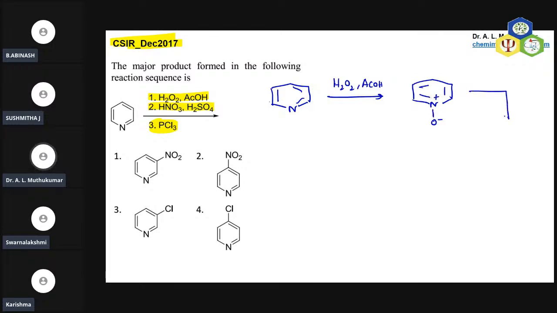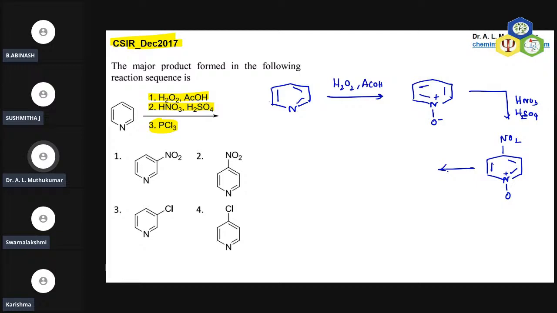Now, this pyridine N-oxide is treated with concentrated nitric acid and concentrated sulfuric acid, that is, the nitrating mixture. It will lead to the formation of 4-nitropyridine N-oxide. That is, substitution will be taking place at the 4th position.